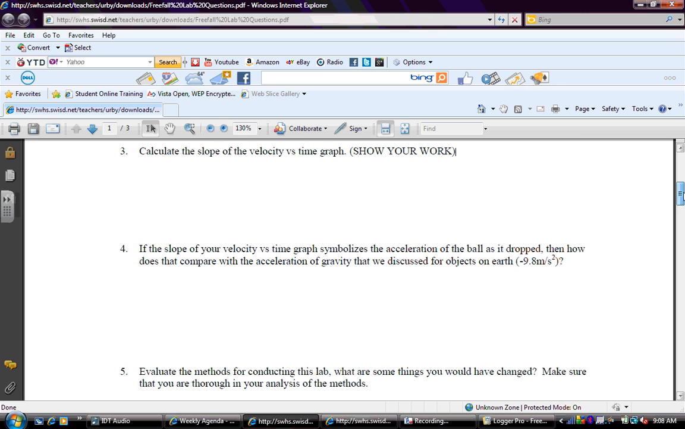And then number 4 says, if the slope of your velocity versus time graph symbolizes the acceleration of the ball as it dropped, then how does that compare with the acceleration of gravity that we discussed for objects on Earth, which is negative 9.8 meters per second squared? So you're just going to take the acceleration you calculated in number 3 and compare it with negative 9.8 here in number 4.